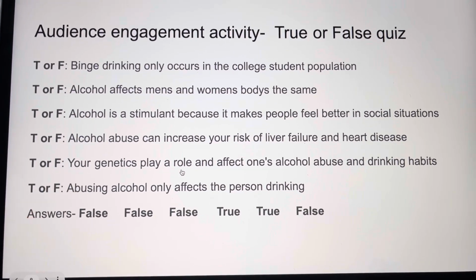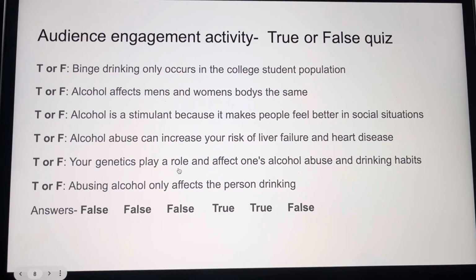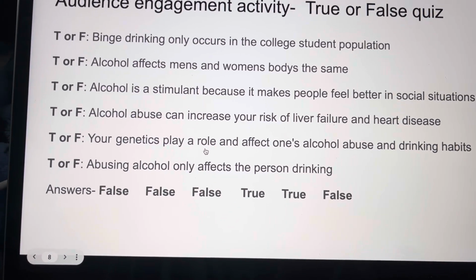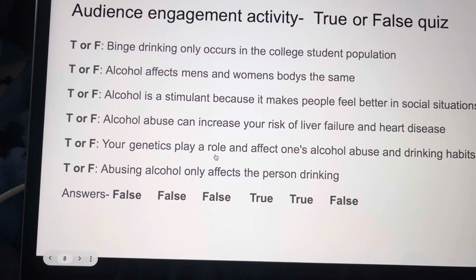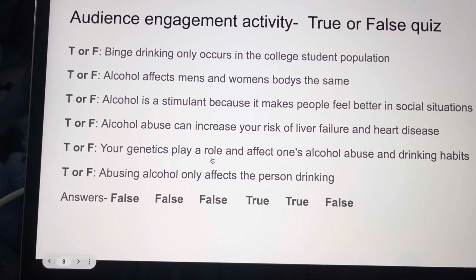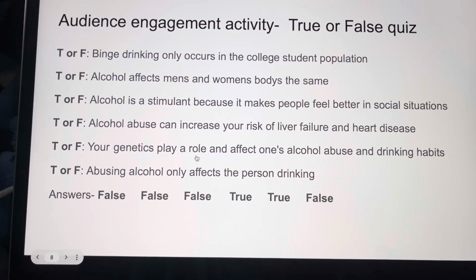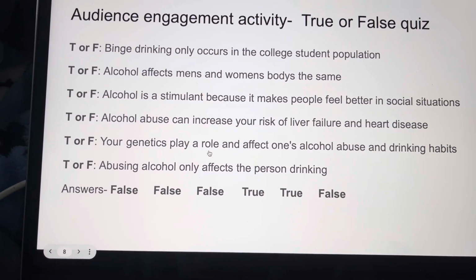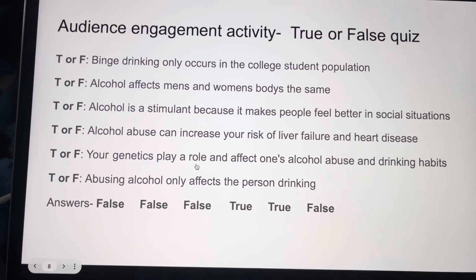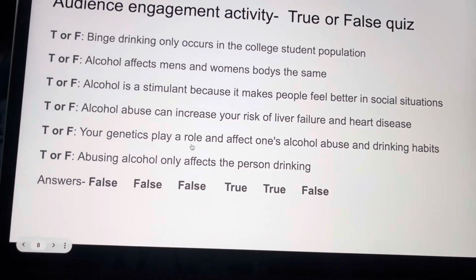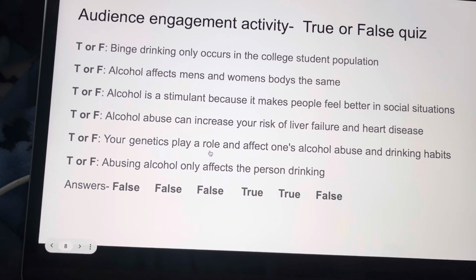Next one, alcohol abuse can increase your risk of liver failure and heart disease. That is true. Next one, your genetics play a role and affect one's alcohol abuse and drinking habits. That is true, because based on your genetics, you could be more susceptible to abusing alcohol and becoming an alcoholic.